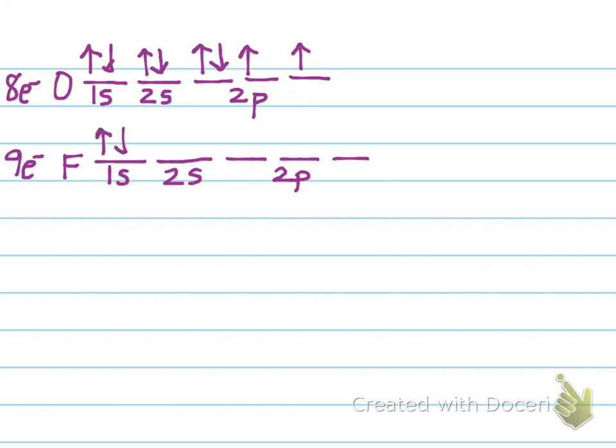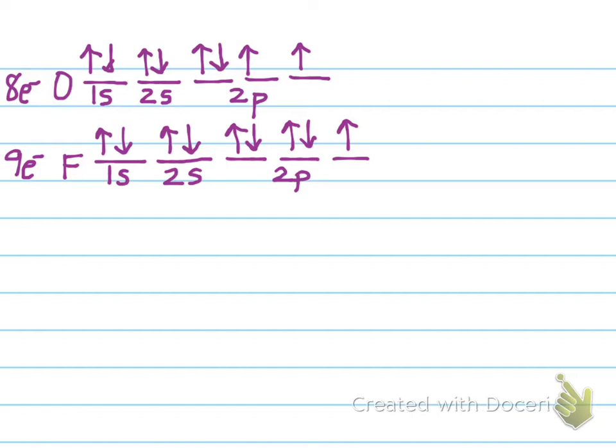1, 2, 3, 4, right? I have to fill them that way because I have to completely fill my 1s orbital before I put any electrons into my 2s orbital. I have to completely fill my 2s orbital before I put any electrons into my 2p. So that's 4. Here's number 5, 6, 7. I have to do it that way because of Hund's rule. 8, 9. So there's my electron configuration for fluorine.